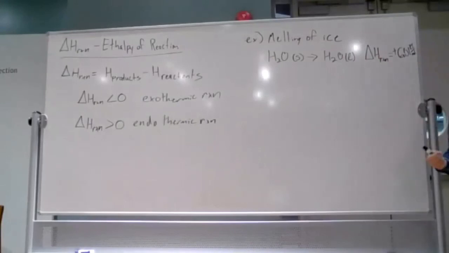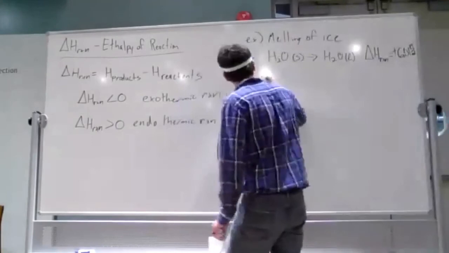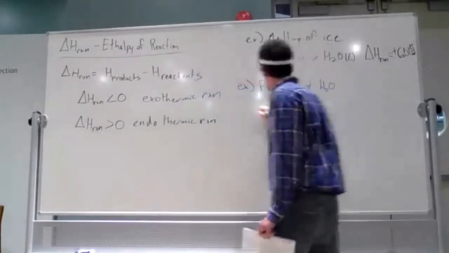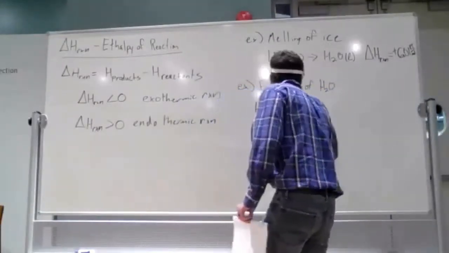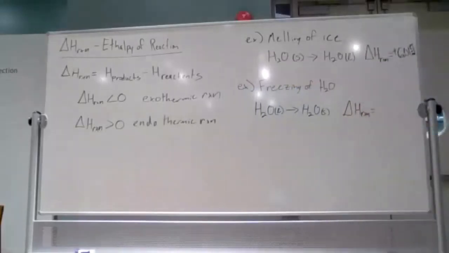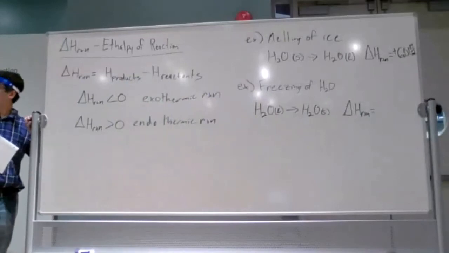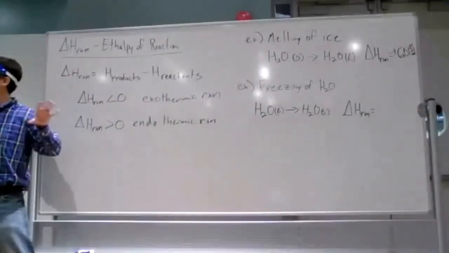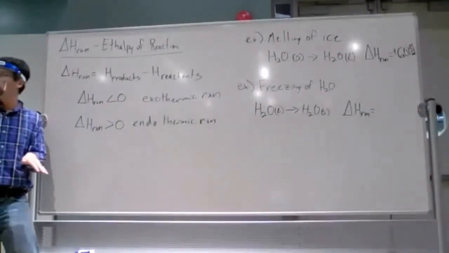Now, let's say we consider the opposite reaction. We look at the freezing of water. So we go from H2O liquid to H2O solid. Is this process going to be endo or exothermic? Yeah, exothermic, right? It's going to have to give off energy. These molecules are all wiggling around, and we want them to slow down. We don't want them to wiggle as much, right? So they start to condense and form a solid.